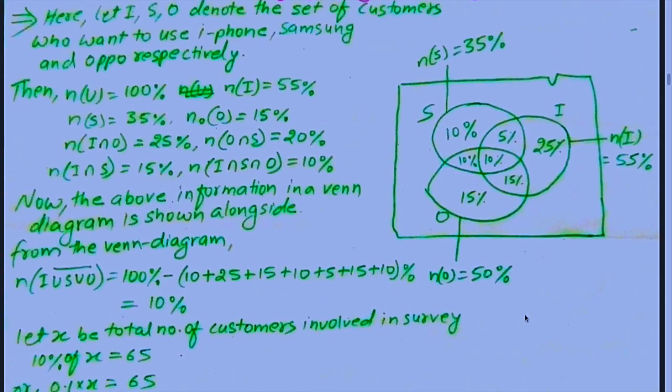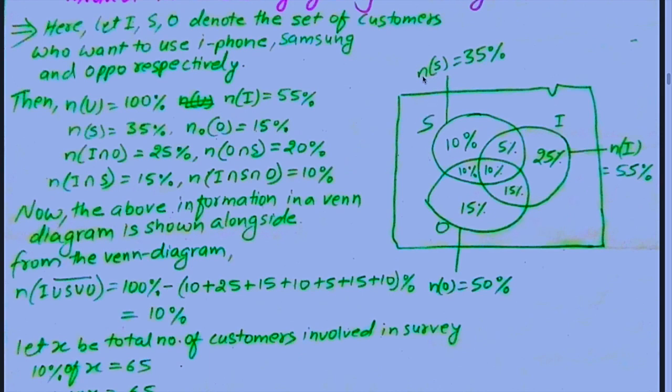Okay, now I am going to explain the Venn diagram. In this Venn diagram, the big box is the universal set, that is n(U) equals 100%. Only S is 10%, only I is 25%, and only Oppo is 15%. The intersection of S and I only is 5%. The intersection of S and O only is 10%. The intersection of O and I only is 15%. But the intersection of all three, S, I, O, is 10%.